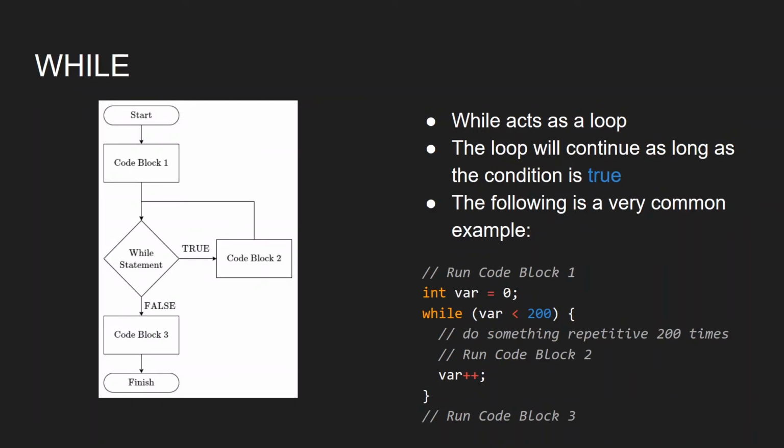Next we're going to look at while, and while acts as a loop similar to the void loop that controls our program. The loop will continue as long as the condition we give it is true, and we typically use it to do a very repetitive task over and over. And so the example is exactly the same as the flowchart there, and we can see that we can run code block 1, continuously repeat code block 2, we're going to be doing it 200 times because that's the condition we've set up, and as the variable increases by 1 every loop, we'll eventually hit 200, we'll exit the loop, and then we'll run code block 3.